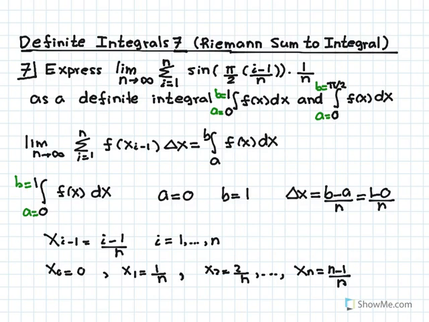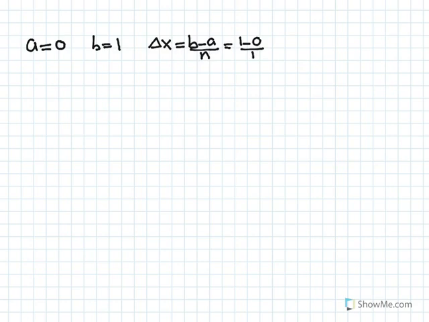All right, so now let's look at what we have. We have a is equal to 0. That's the lower limit of integration. b is equal to 1. Delta x, that's equal to b minus a over n. That is 1 minus 0 over n. That's 1 over n.